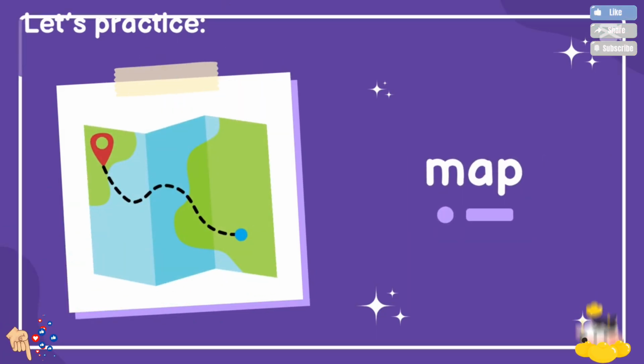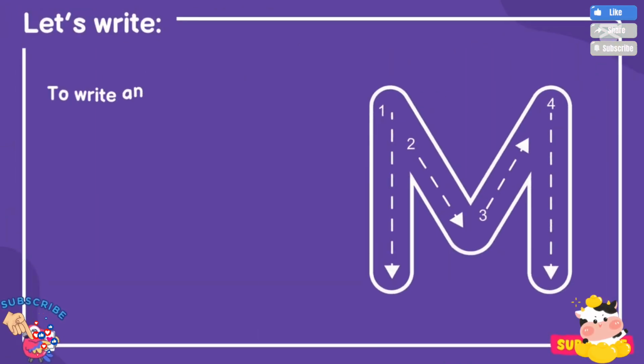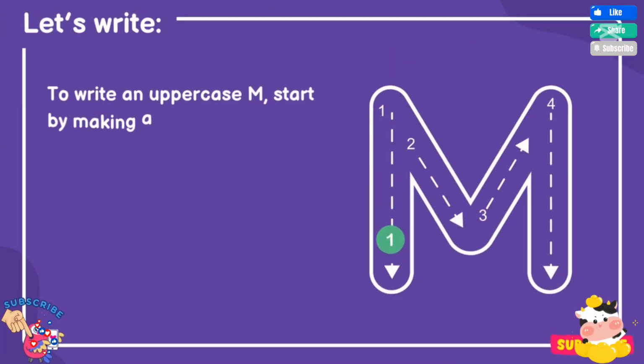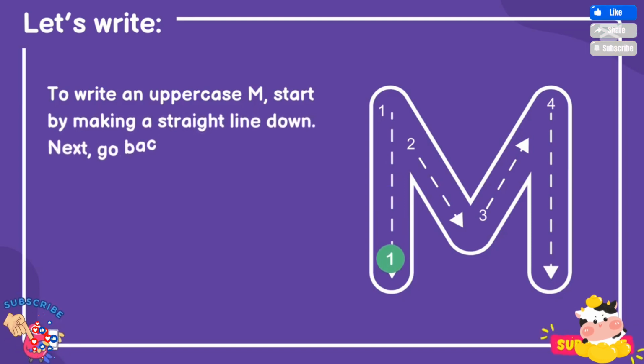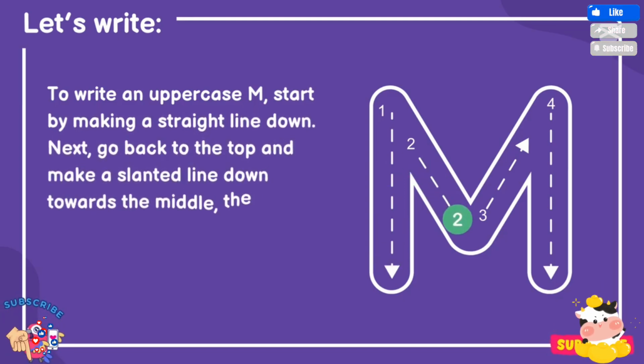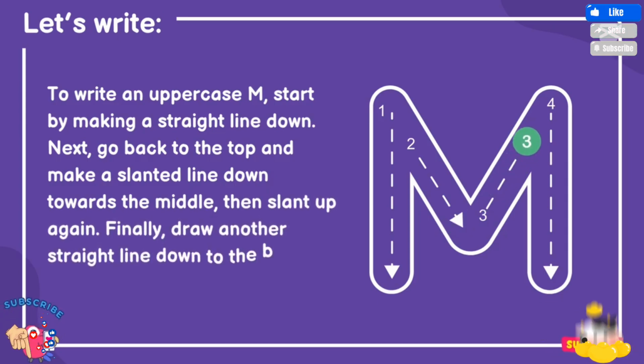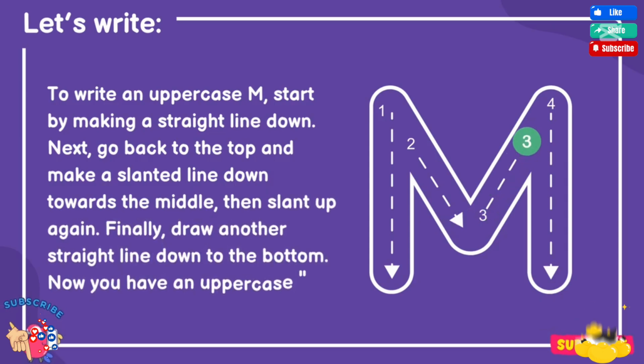The letter M spells the M sound. To write an uppercase M, start by making a straight line down. Next, go back to the top and make a slanted line down towards the middle, then slant up again. Finally, draw another straight line down to the bottom. Now you have an uppercase M.